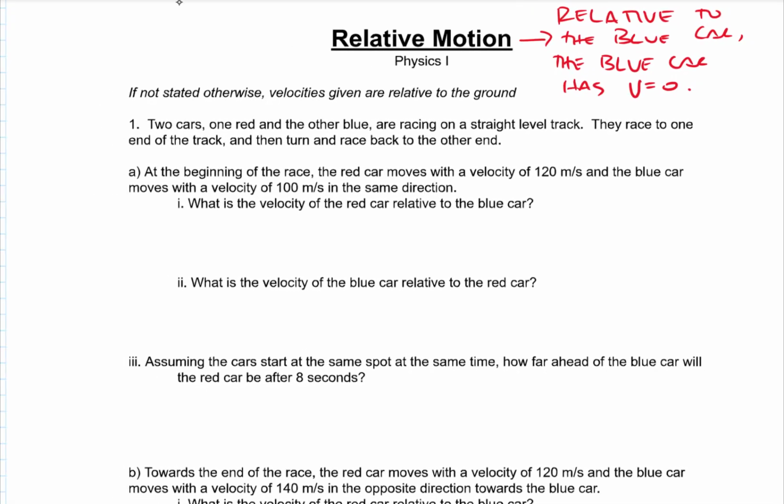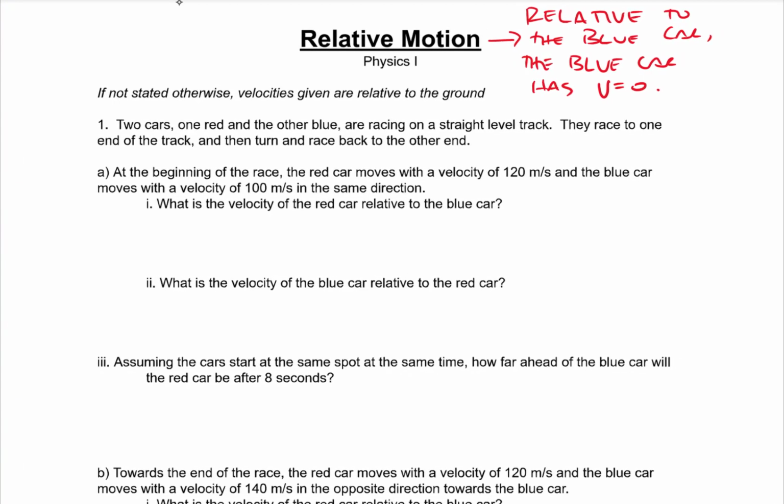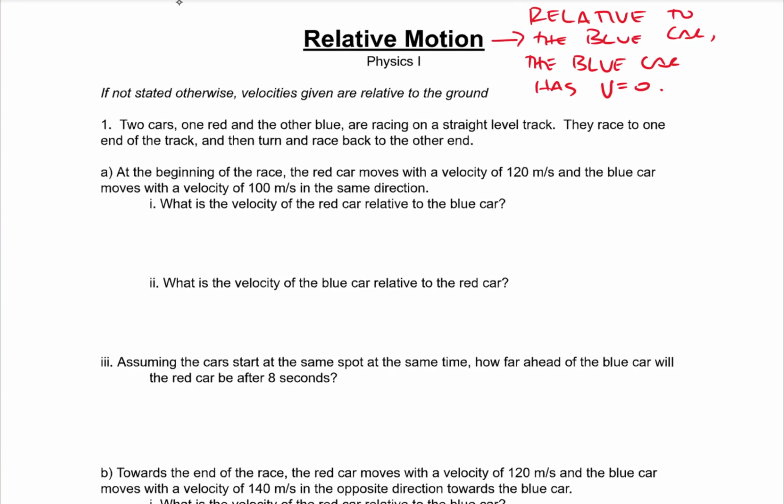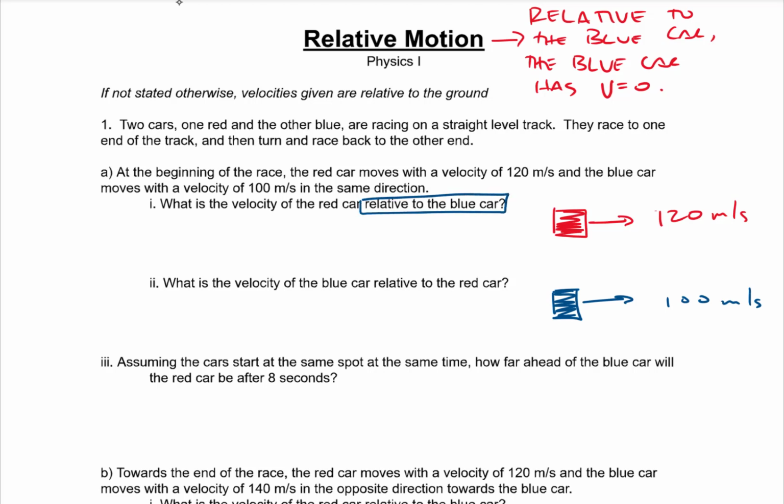Now, for A, what we've got is a race. We have a red car going at 120 meters per second, racing a blue car that's going 100 meters per second. And we know in watching this that the red car is going to pull ahead. So what we want to know first is, relative to the blue car, how fast is the red car going?